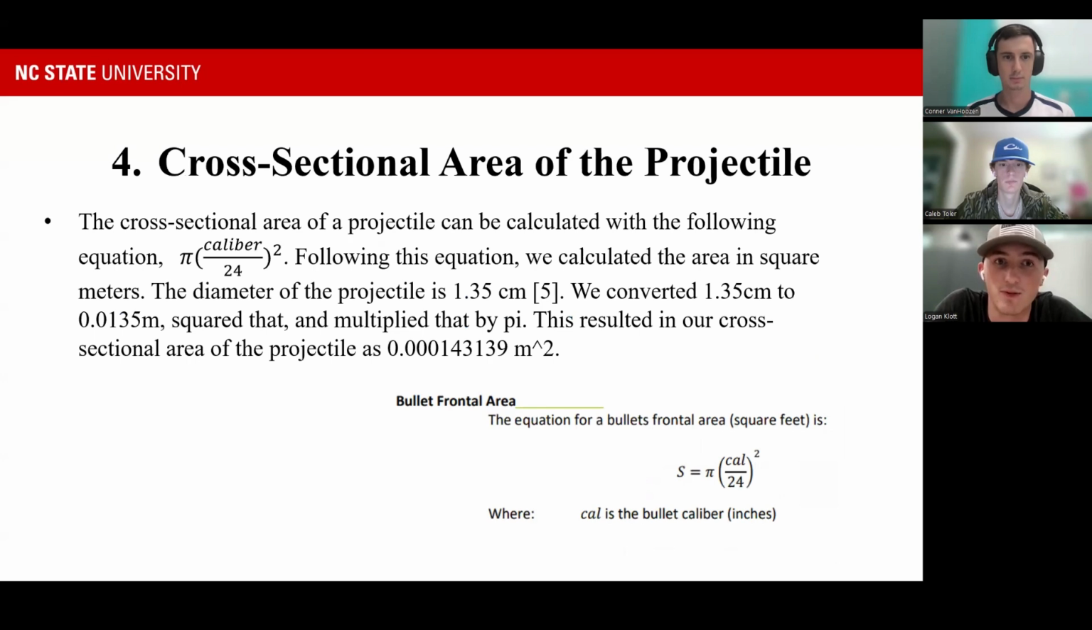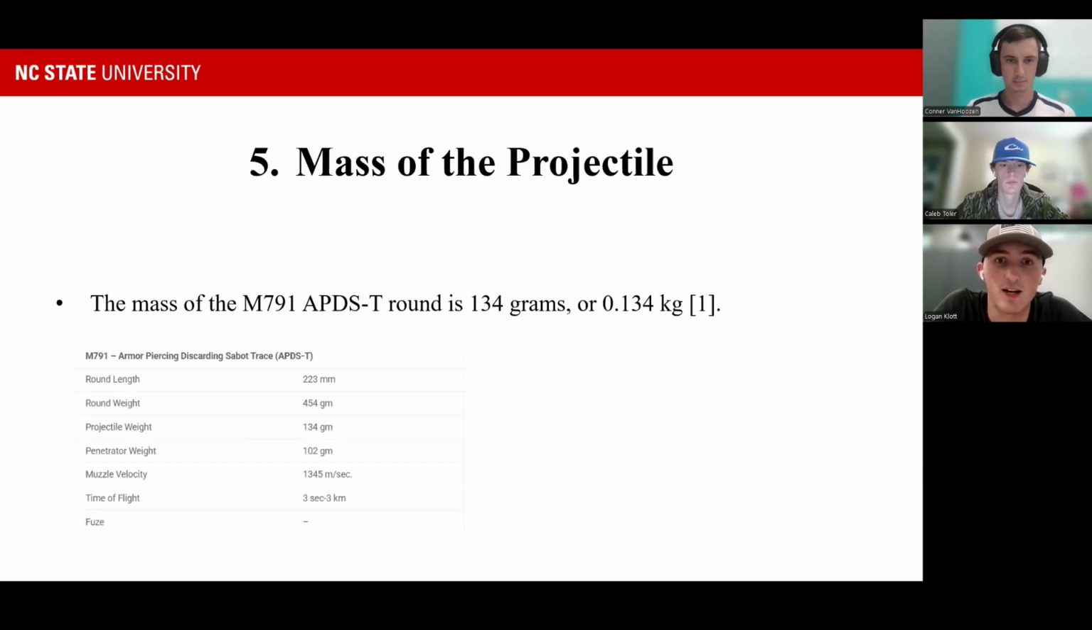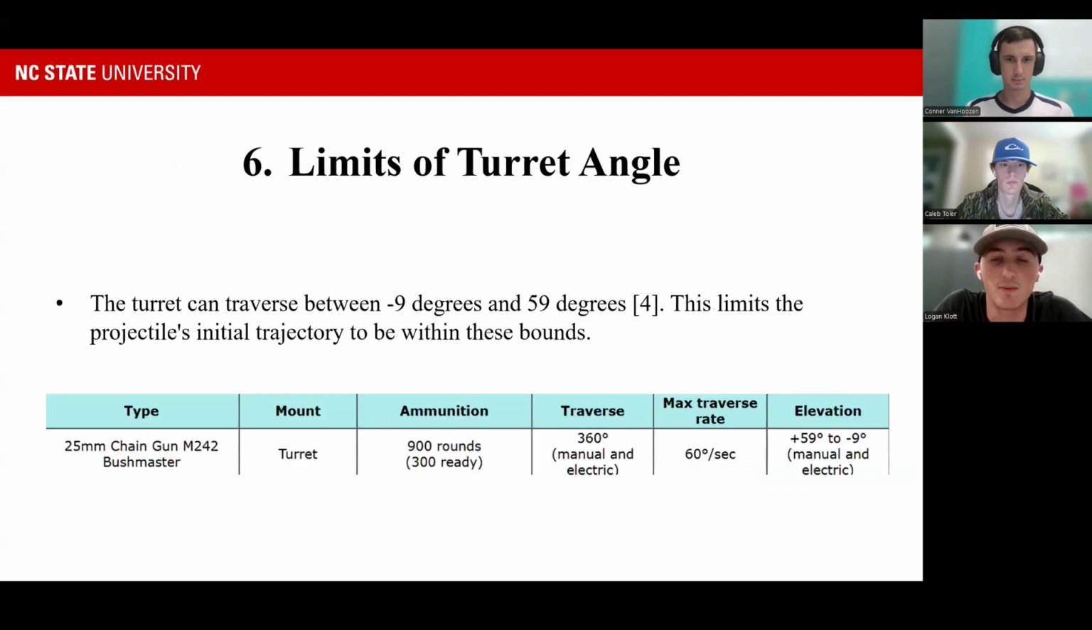The cross-sectional area of the projectile is known from a formula that we used in one of our references. We converted 1.35 centimeters, which is the diameter, to meters, found the radius, and used our formula to find the area. The mass of the projectile is a known mass that we found in one of our references. The limits of turret angle is also in one of our references, and this limits the angle at which the turret could fire between -9 degrees and 59 degrees.